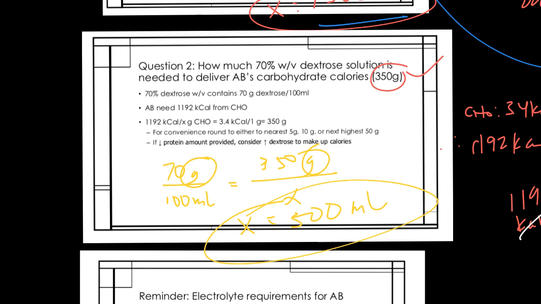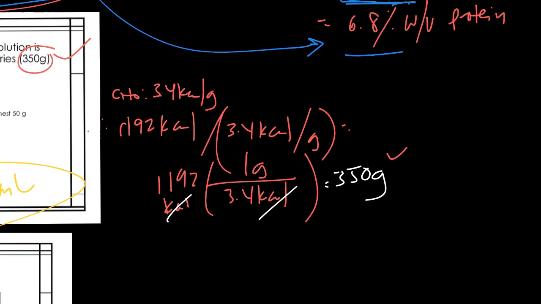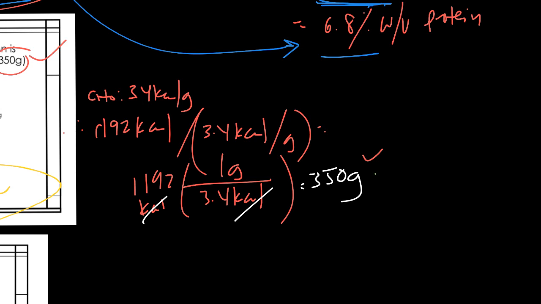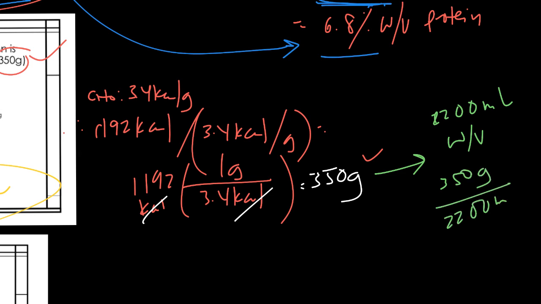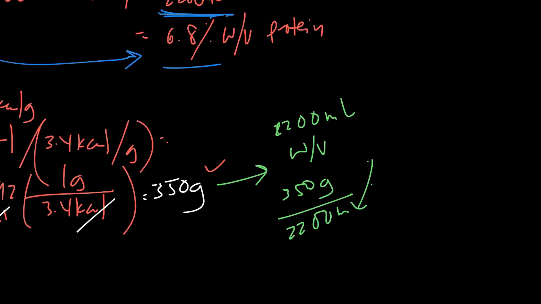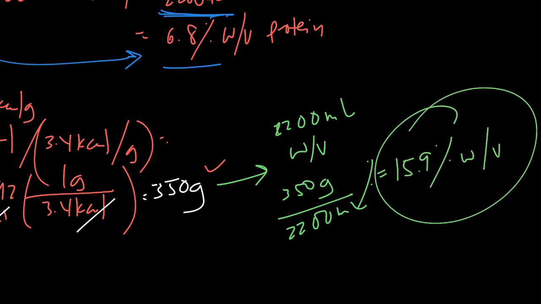So what is the weight by volume of that in a total bag of 2200? So in a total bag size of 2200 milliliters, weight by volume wise, you get 350 grams of carbs in a 2200 milliliter bag. Weight by volume wise gives you 15.9%. So 15.9% of the bag size of 2200 milliliters is 350 grams of carbs.